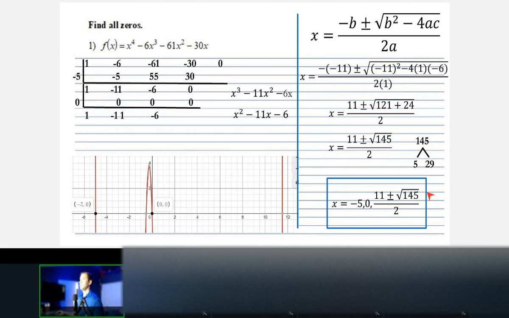So now we have all four. -5, 0, and then these two answers. Now, if you wanted to verify this is correct, if you typed in 11 minus rad 145, hit enter, divide by 2, hit enter again, whatever decimal number you get will be this exact decimal answer right there. So we could verify, right? And then if you type in 11 plus radical 145, hit enter, then divide by 2, enter again, the decimal that you get will match this answer on your graph. And that's how you would verify this answer. Ooh, neat.